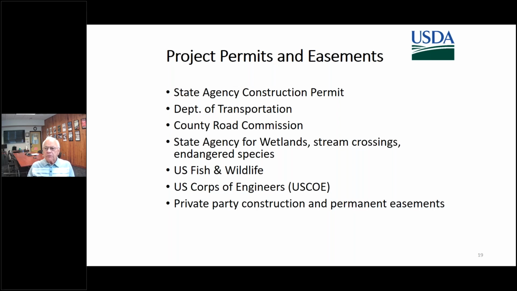Permits and easements. There are several that are needed. There's the state agency construction permit. There might be a permit needed from Department of Transportation, from the County Road Commission, state agency for wetlands, if you got those happening, stream crossings. You might need a U.S. Fish and Wildlife permit, something from the Corps of Engineers, and then possibly private party construction and permanent easements. They have to be acquired and in hand before you can proceed with construction.